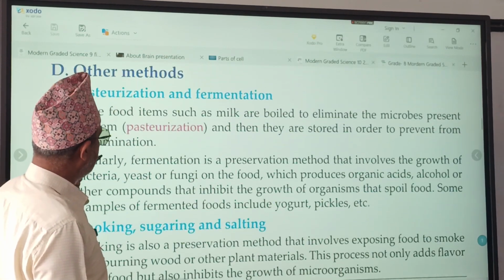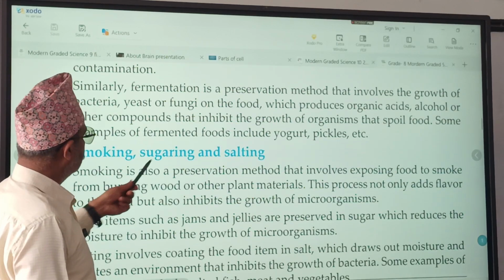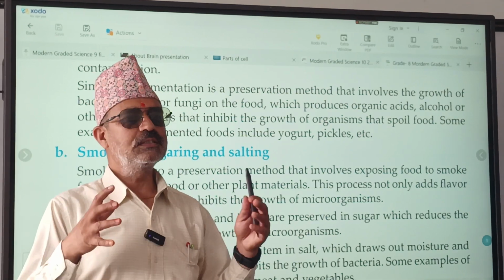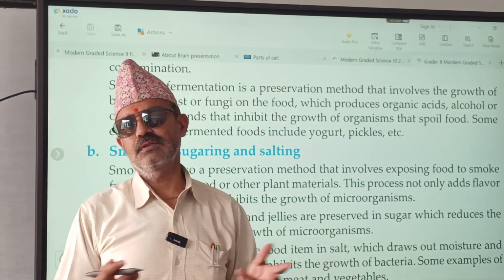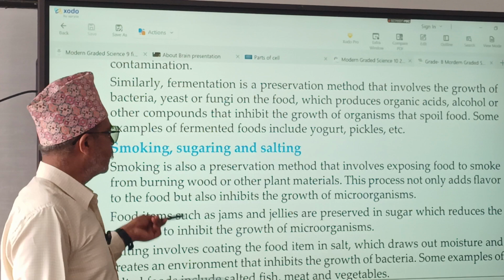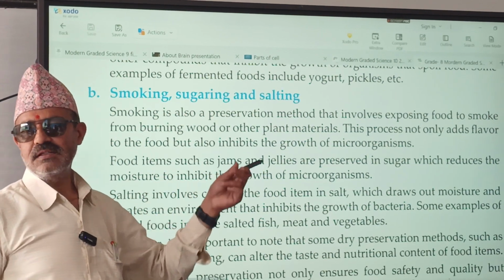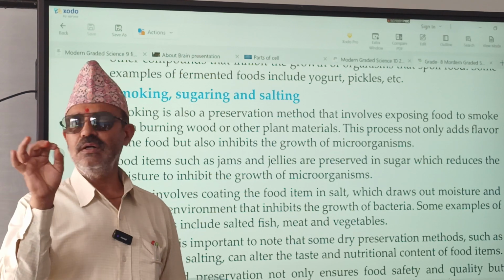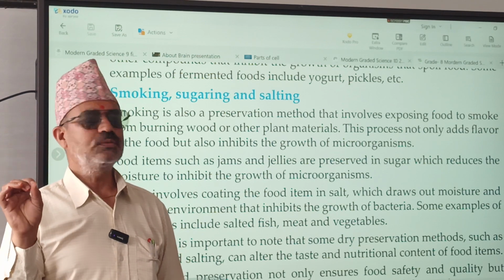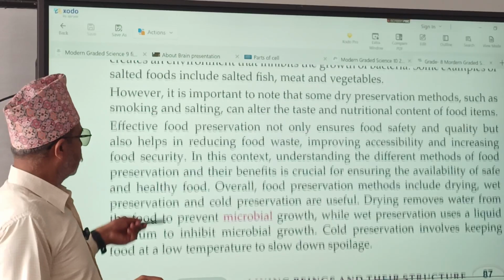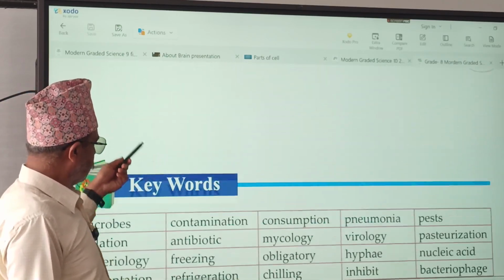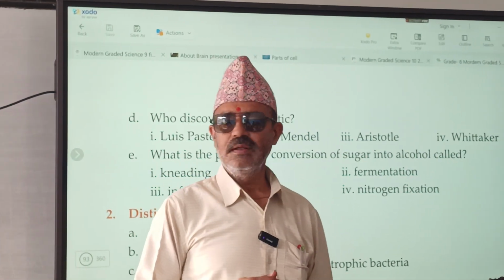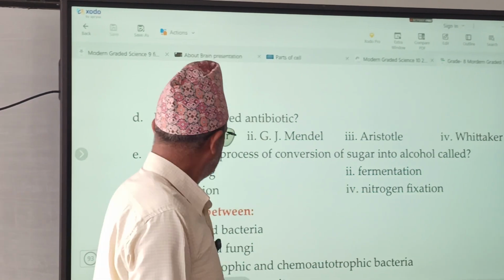And other preservation: pasteurization, smoking, sugaring. Sugaring means the food is stored by using sugar. Salting, by adding salt, like while making pickle, we have to use salt or sugar. Next, oil also they use. Especially olive oil they use, but we use mustard oil. I don't know which oil you use, right? But it must be covered, right?